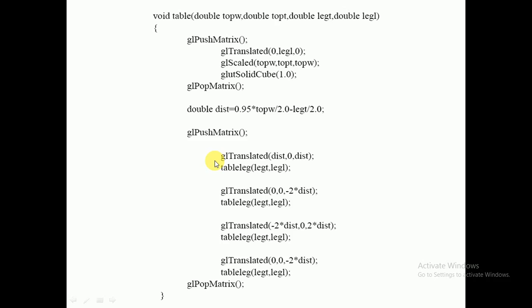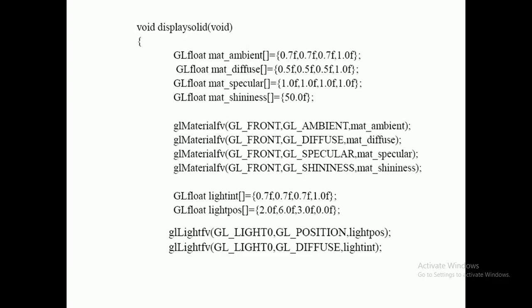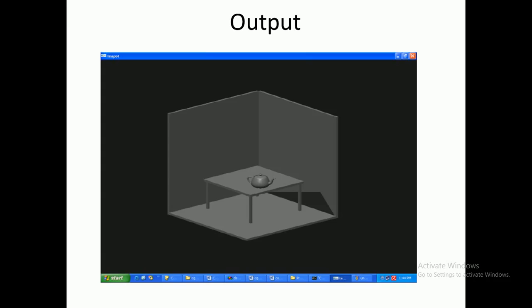Then once again, if I come, right, I am there only, then I glTranslate 0, 0, minus 0.2 distance. Nothing but I am going this side, that is the minus point. I am going somewhere here. That means I am drawing the backside leg. Again the same thing: I will go there, I will come to the middle, then I will draw that leg.